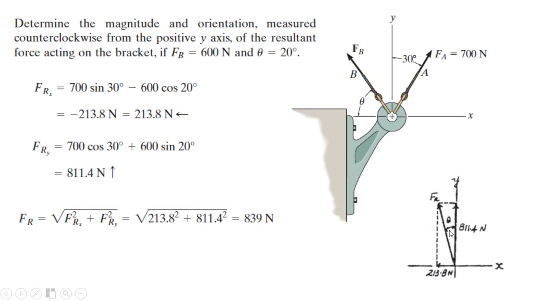This angle is going to be the inverse tangent of x over y, so that's 213 over 811. Again, I have the angle defined from the vertical. It would be different if it was defined from the horizontal, but this is the angle that we're looking for here. So from the vertical, it is the inverse tangent of opposite over adjacent. So 214 over 811 gives 14.8 degrees.